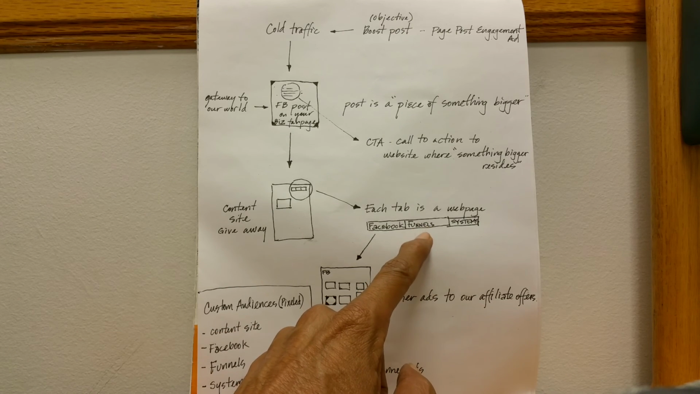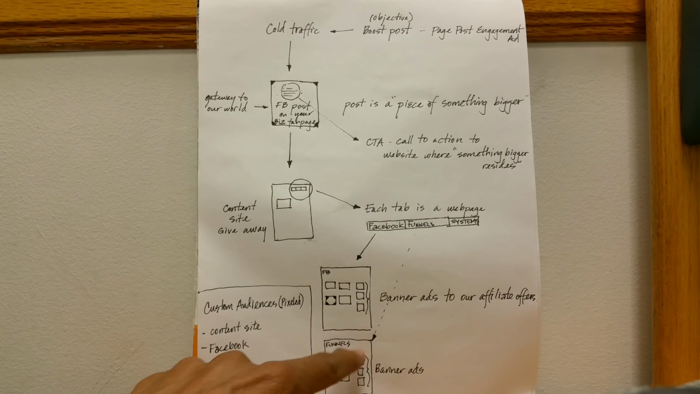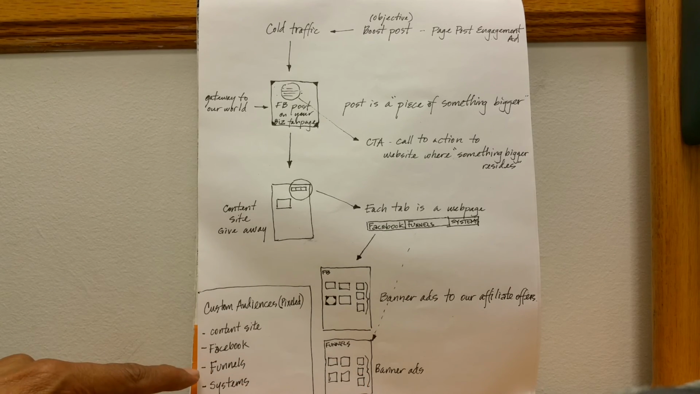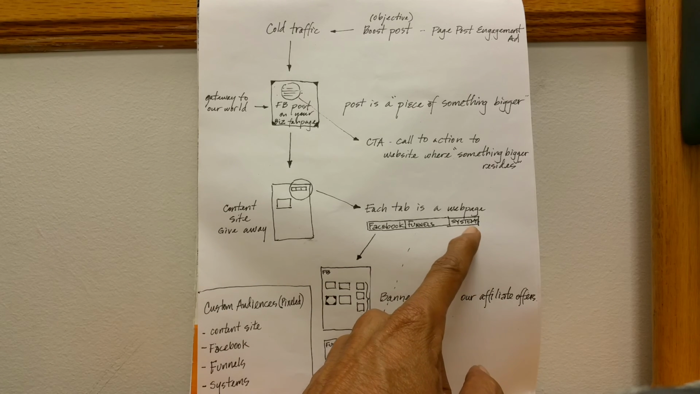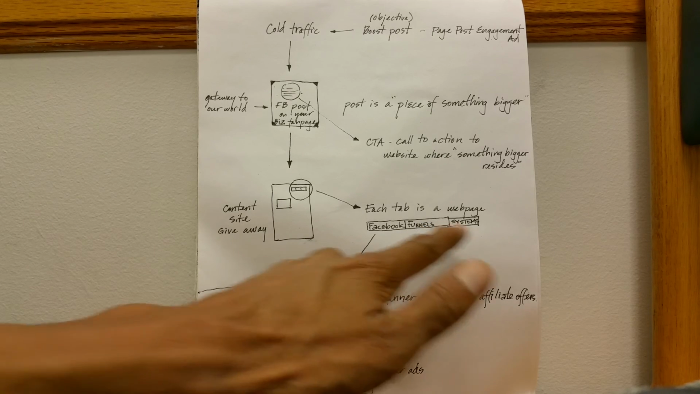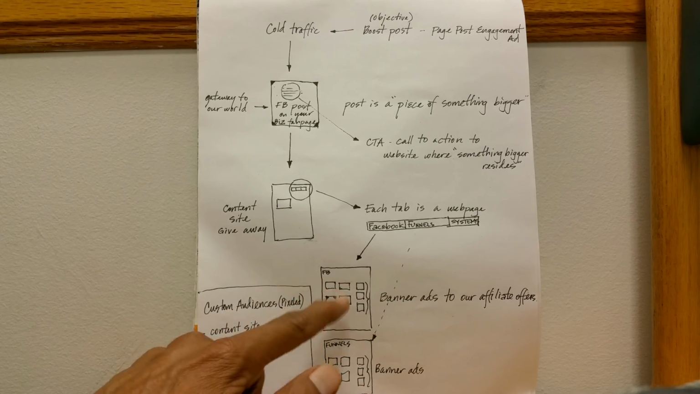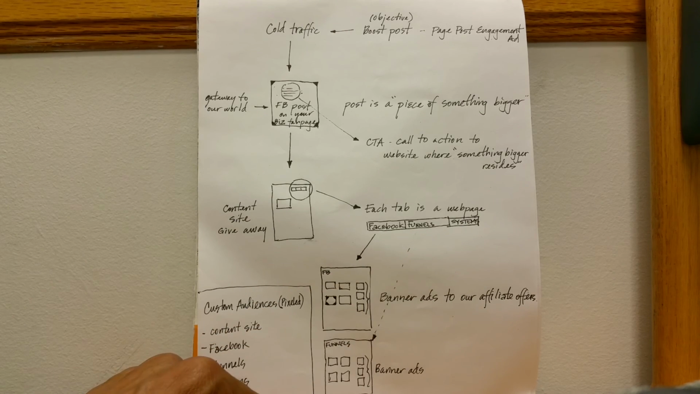The next tab is funnels, right? It's set up the same way. I've got videos about ClickFunnels, how to build funnels, and so on. We create a custom audience because that page has a pixel. We create a custom audience for funnels. Then we have systems, or whatever yours is, right? And there's going to be another web page that's going to have videos about different systems. We have a custom audience here for systems.